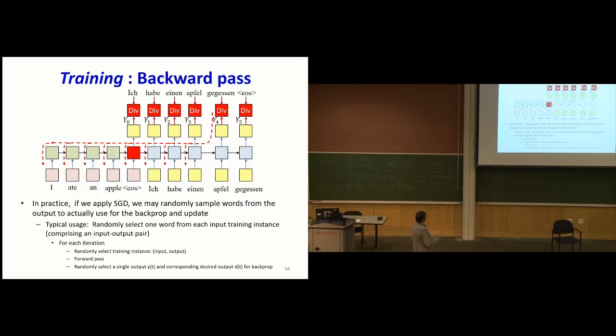Do the forward pass, produce a sequence of outputs, then randomly select maybe a single output over here, just randomly. Use just that one derivative and pass it backward to learn both the parameters of the decoder, which are out here, and the parameters of the encoder.